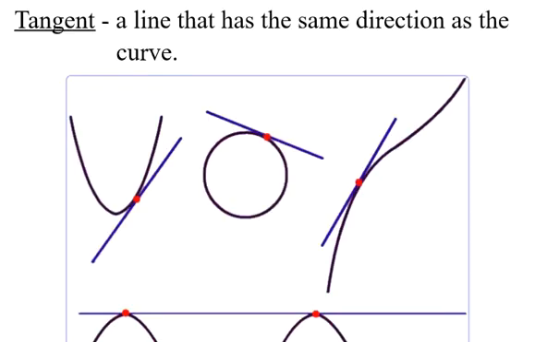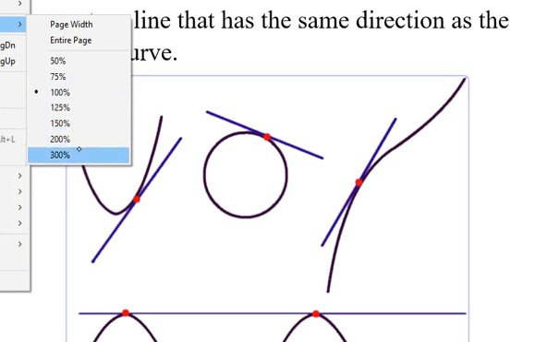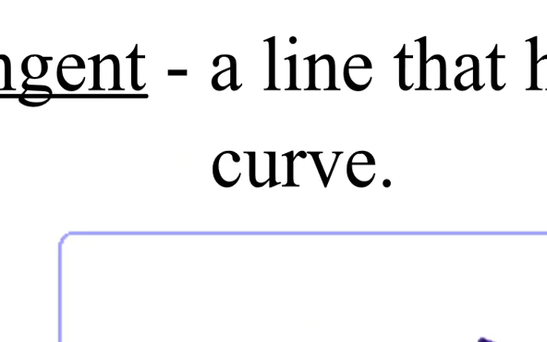So let's define what a tangent is first. A tangent is a line that has the same direction as a particular curve. So if we zoom in really well right here, you can see at this particular spot, it is a point of tangency. And the reason it's a point of tangency right here is because the steepness of my parabola and the steepness of my line match up perfectly.